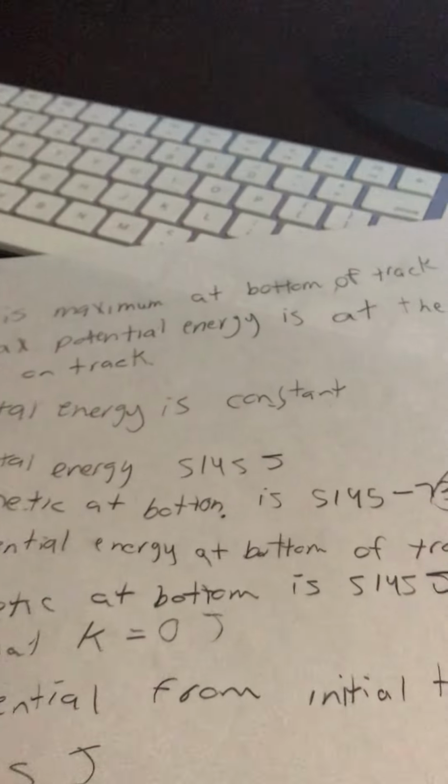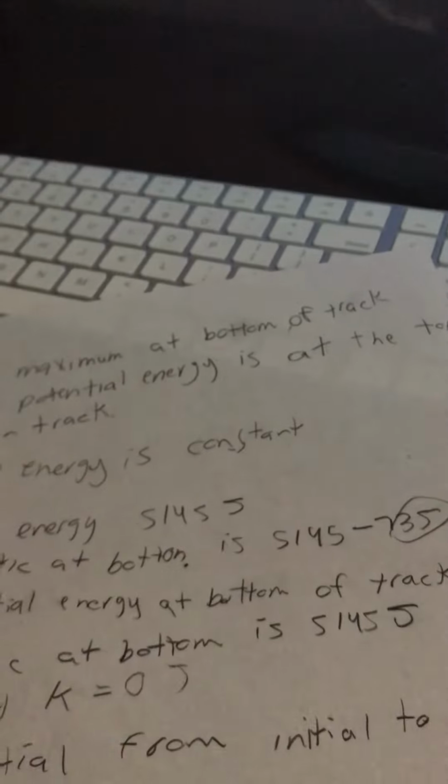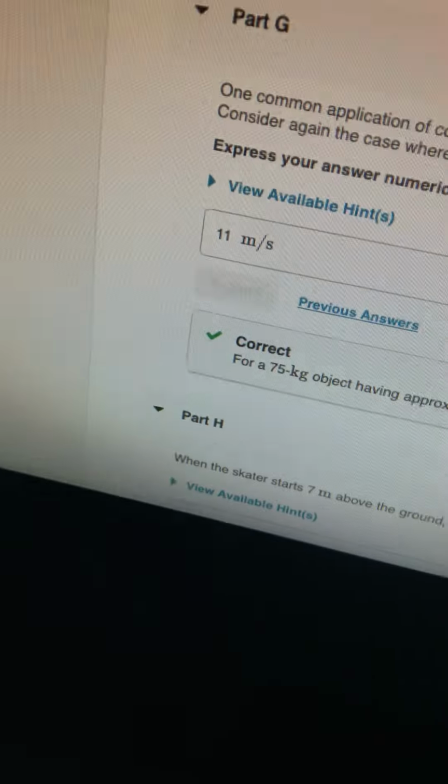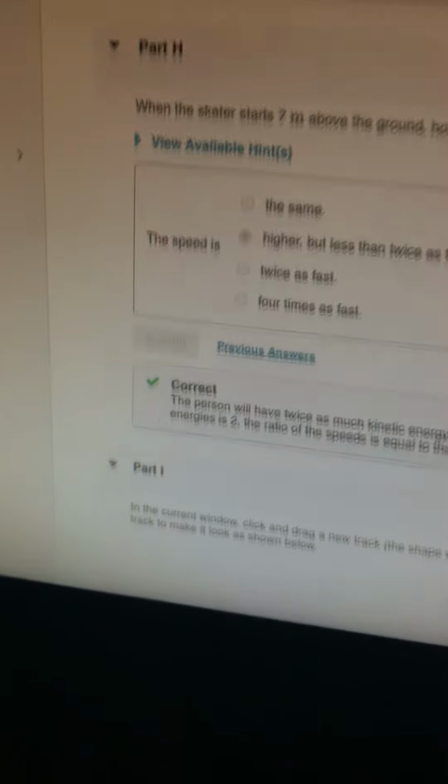You take the square root of 117.6, and you get 10.8. So the answer is 10.8, which you can round to 11 meters per second, and that's the answer. And then for part H, so the speed is high.